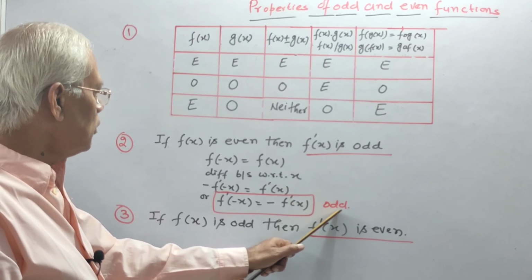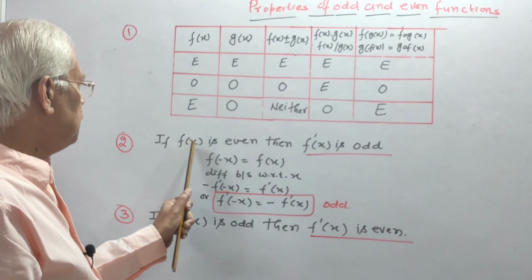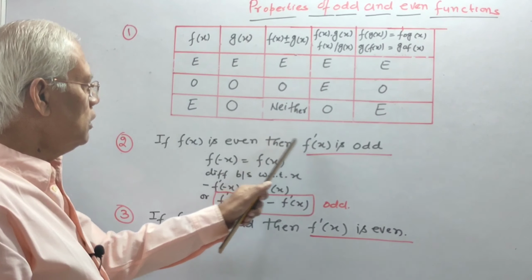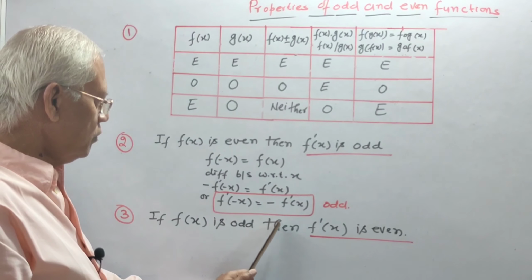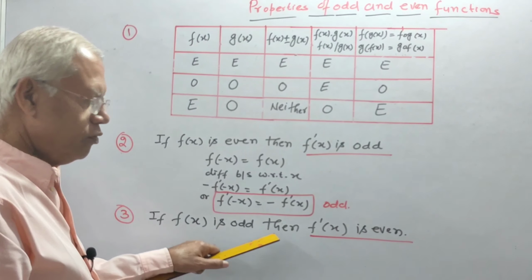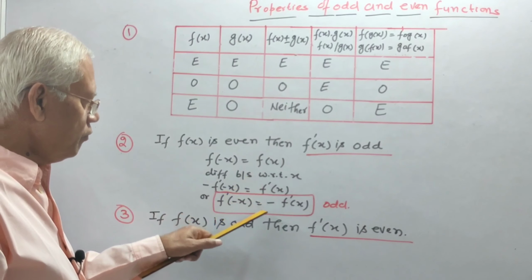So odd. Thus, if f(x) is even, then f'(x) is odd, and if f(x) is odd, then f'(x) is even. This also you can verify with the same.